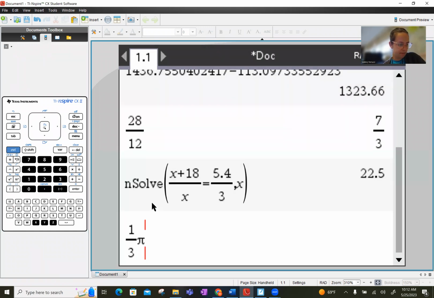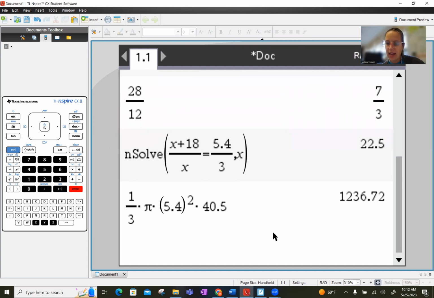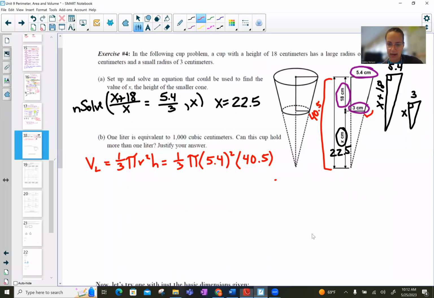1/3 pi times 5.4 squared times 40.5. Okay, so I get 1236.72. It probably keeps going on and on. So it's about 1236.72, something like that. So now let's find the volume of the small.